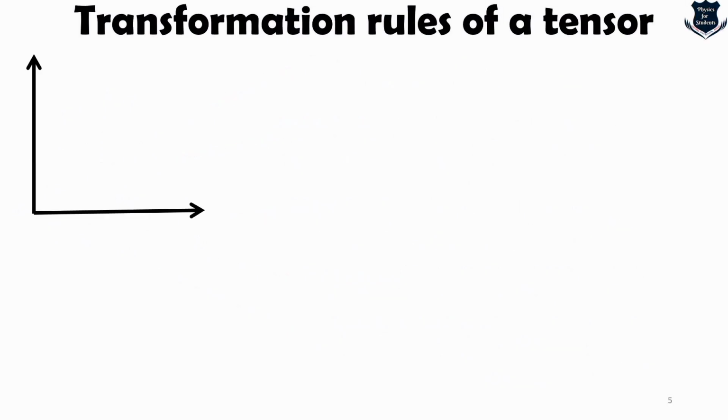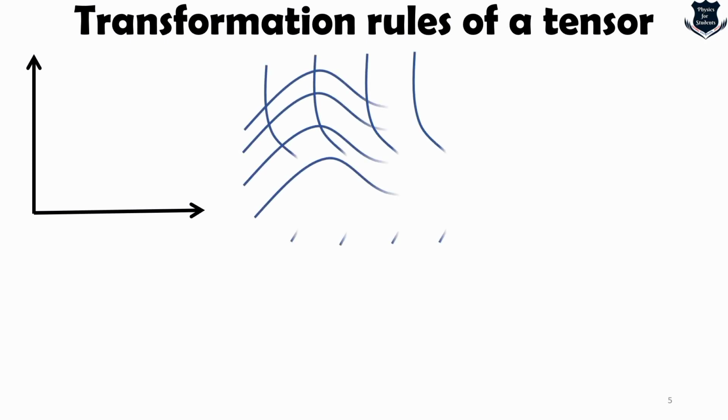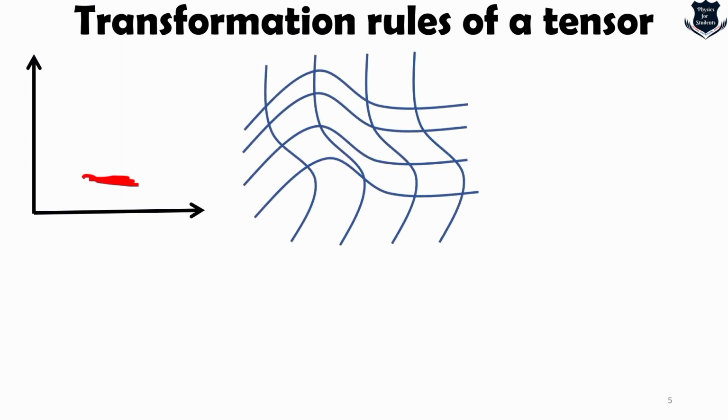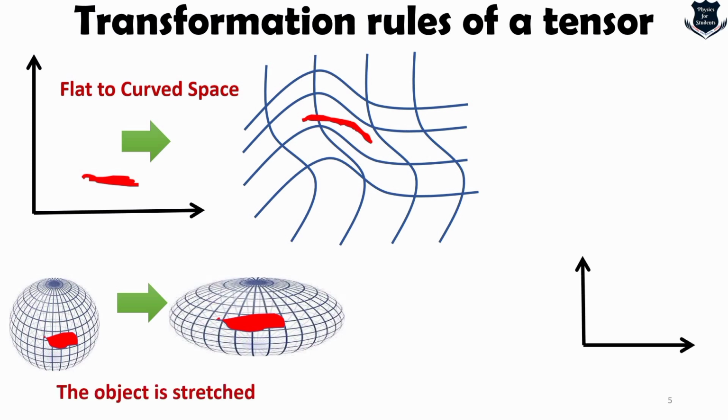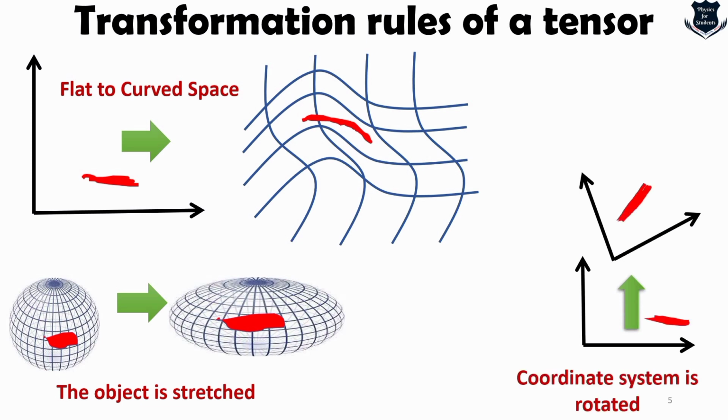We also saw that in terms of transformation rules, if we get a Cartesian flat coordinate and we get a kind of curvilinear coordinate, our data over here gets stretched over to data over there. So we actually move from flat space to curved space. Similarly, a sphere, when it is stretched, becomes an oblate spheroid. So the object is stretched. Similarly, when we see a Cartesian coordinate rotated, the data gets rotated from one place to another.